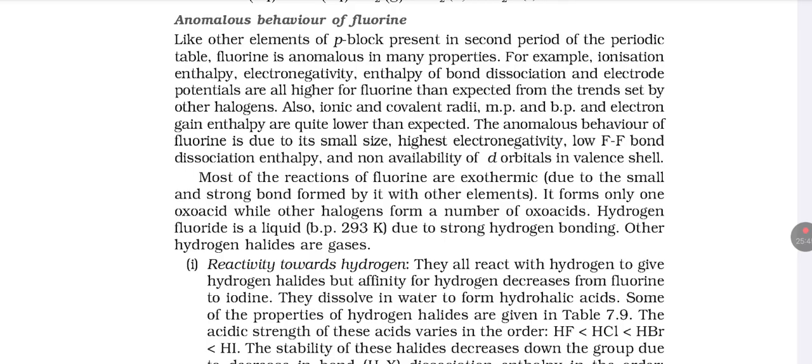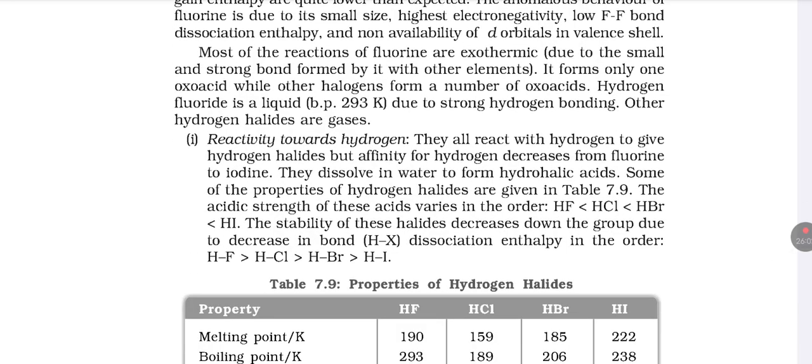The anomalous behavior of fluorine is due to its small size, highest electronegativity, low fluorine-fluorine bond dissociation enthalpy, and low availability of d orbitals in the valence shell. Most of the reactions of fluorine are exothermic. It forms only one oxoacid while other halogens form a number of oxoacids. Hydrogen fluoride is a liquid due to strong hydrogen bonding. Other hydrogen halides are gases.